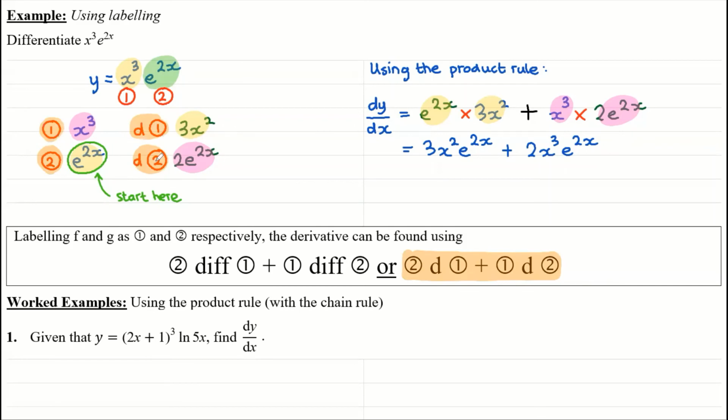So just remember, of course, that the functions f and g could also be u and v. So that could be u and that could be v. Just label them as 1 and 2, and then away you go. So you'll probably just need to know some standard differentiation rules. Okay, so let's do a couple more examples using the product rule. And you'll probably find as well, as these get more complex, as the next one will, you're going to get the chain rule built into these questions as well. Okay, so let's do the worked examples now.